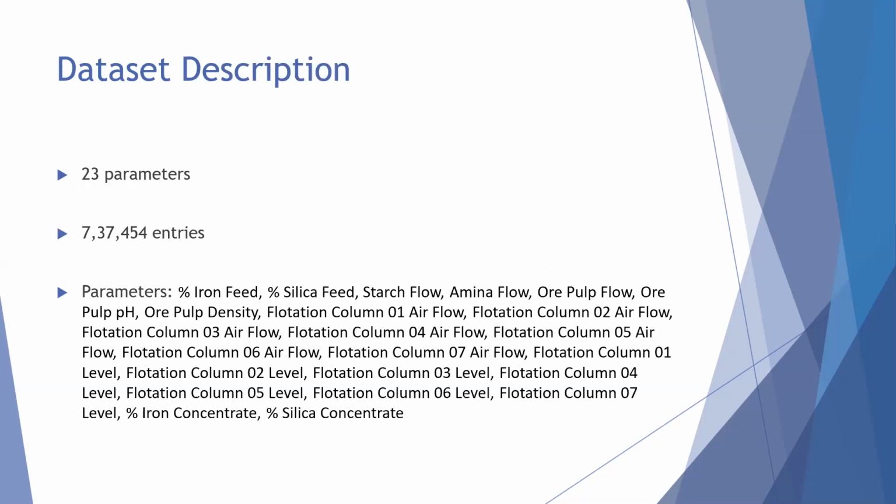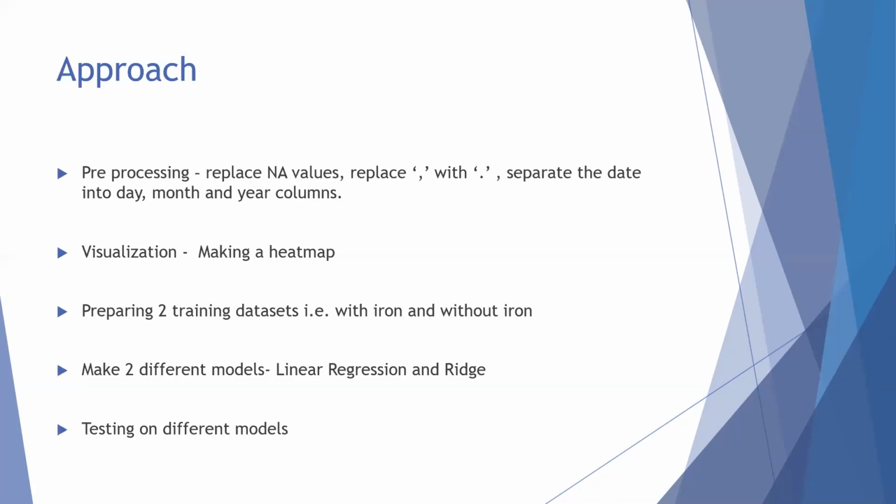So this is a basic data set description. There were 23 parameters used, and it was quite a big data set with 737,000 entries. And I've listed the parameters that were used: iron feed, silica feed, and other different parameters. So this was my basic approach.